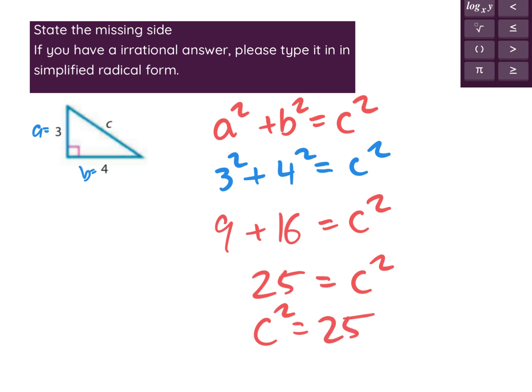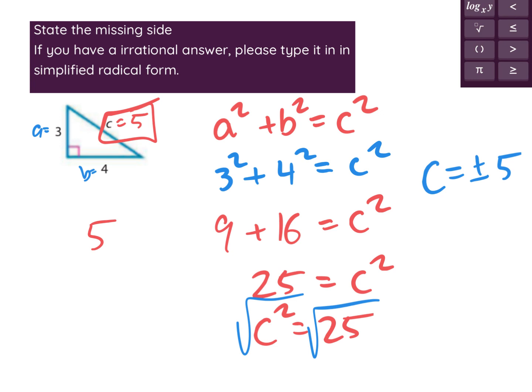To get rid of a square, you have to square root, and what you do to one side, you do to the other side. So your answer is c equals plus or minus 5. Why plus or minus? Because whenever you're solving an equation and you apply a square root, you have to put a plus or minus in front of your answer. However, because we're talking about an actual triangle and an actual measurement from here to here, we know that there's no such thing as negative measurements, so we just say c equals 5. So that c value is just 5, and that's your answer. And that's how we're going to be using the Pythagorean theorem.